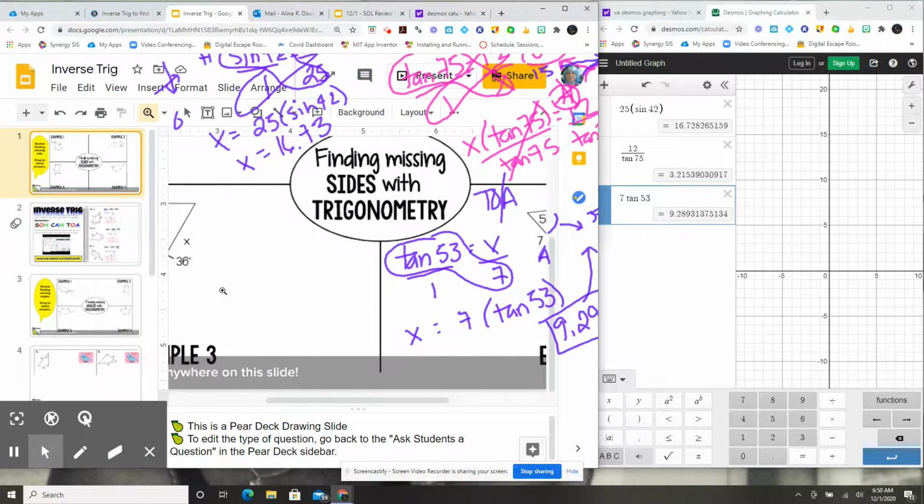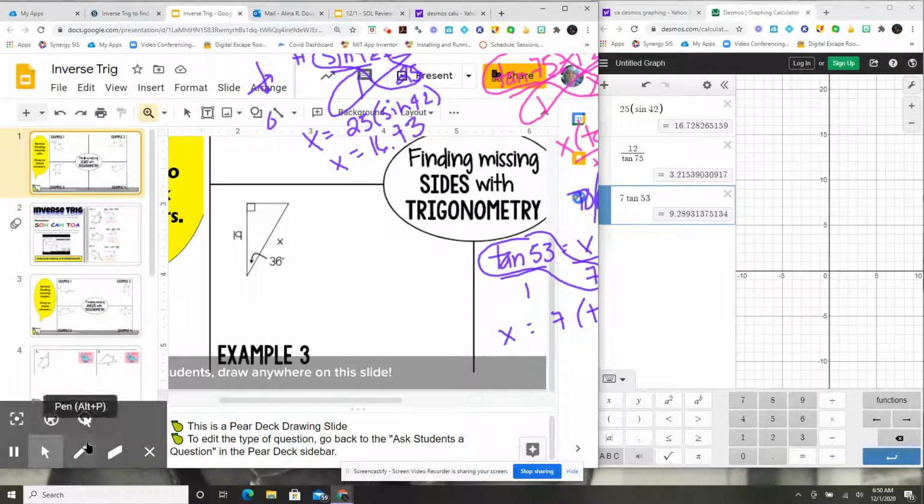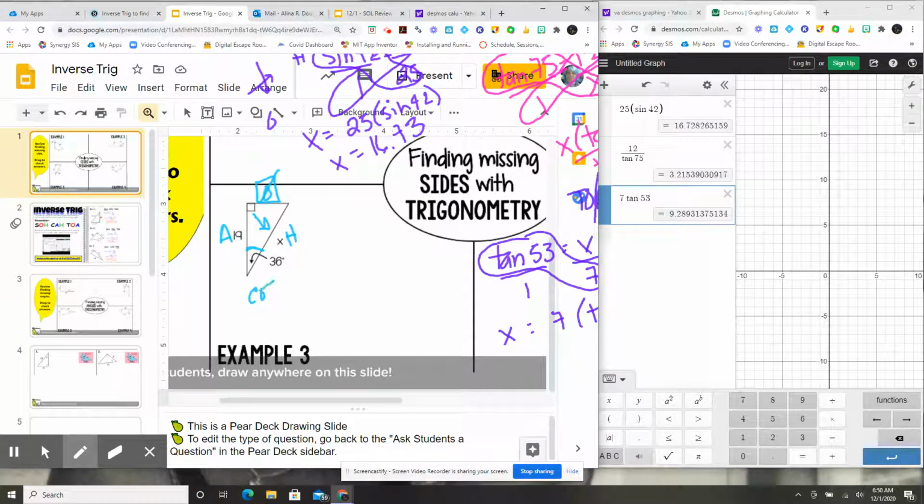Come over to our last one. Ask yourself, what do I need to mark? Where do I start? So if I start at the 36, I don't have an opposite, right? So I'm thinking cosine already. Got my hypotenuse, got my adjacent. So that confirms cosine 36.